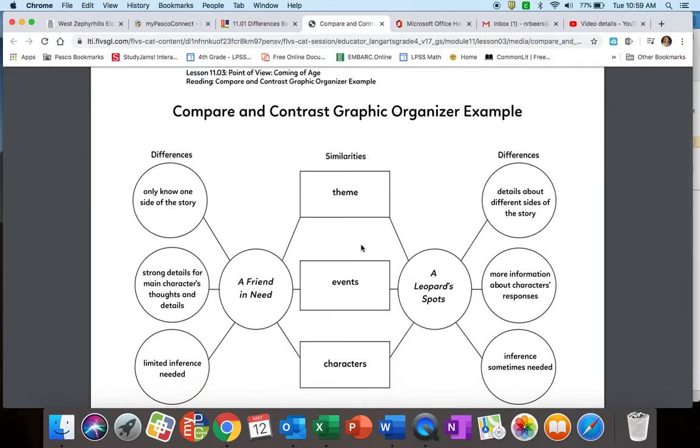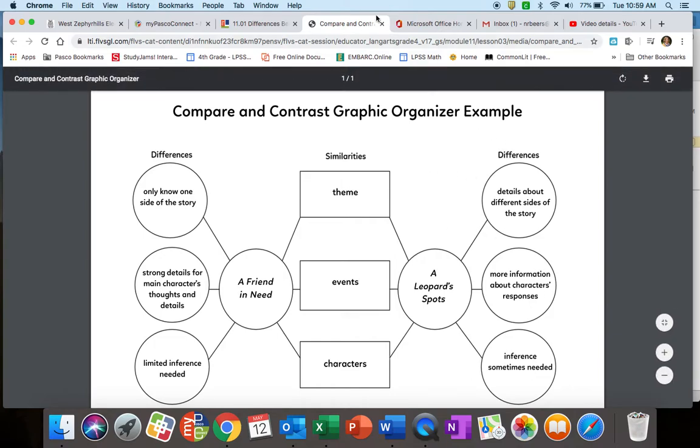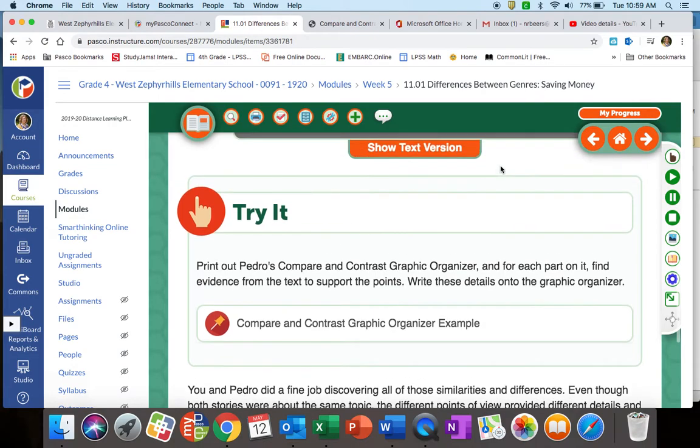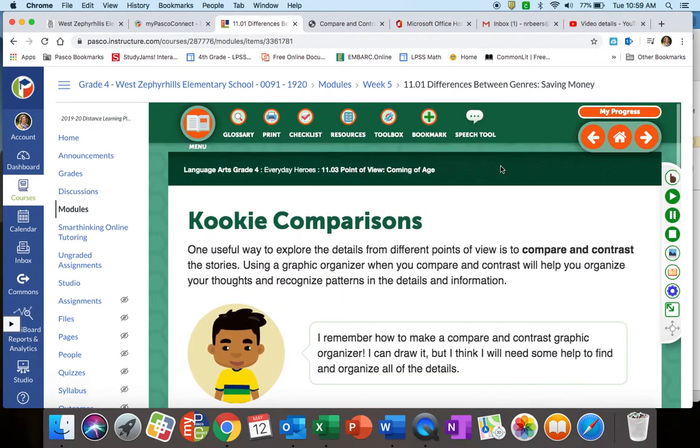This is an example of a compare and contrast graphic organizer. The story was A Friend in Need, and the other story was The Leopard's Spots, and then similarities that they have: theme, events, characters, and then differences. So they have a similar theme, similar events, similar characters, but then they have a few differences. The reason why I'm pointing this example out to you is in lesson 4, they're going to ask you to create something like that.